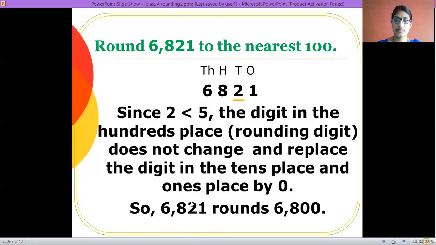As the tens digit is less than 5, we didn't change our hundreds digit, but we have replaced our tens digit and ones digit by zeros. If this tens digit was 5 or more than 5, we would have increased our hundreds digit, that is the digit in our hundreds place.